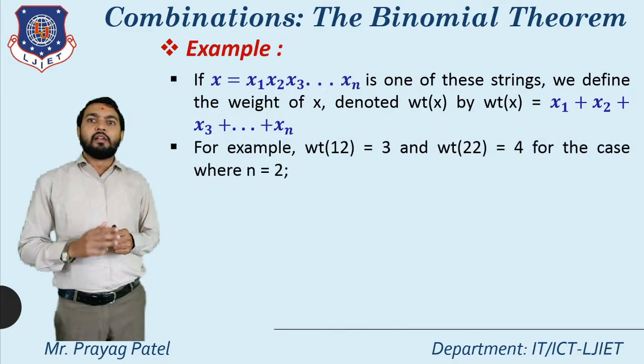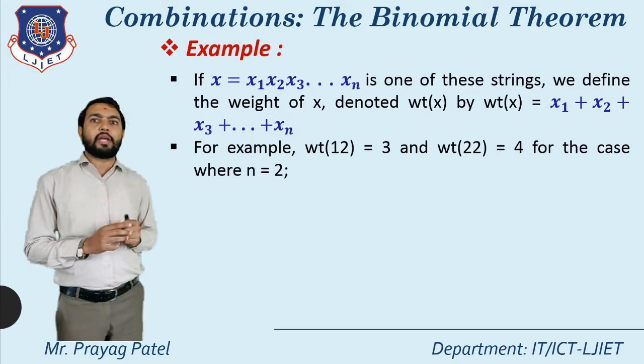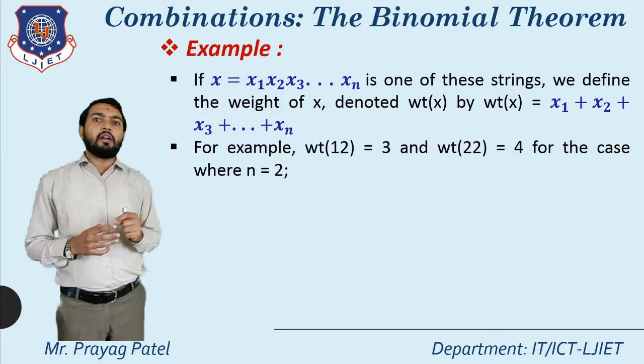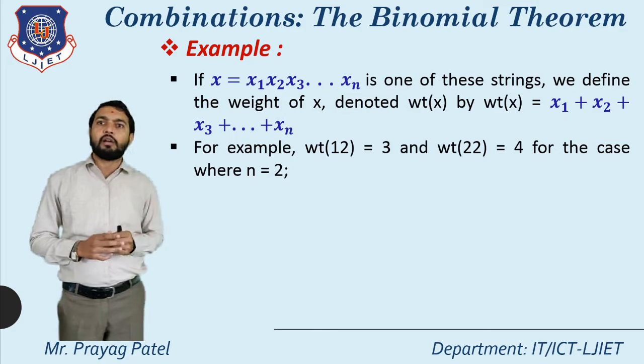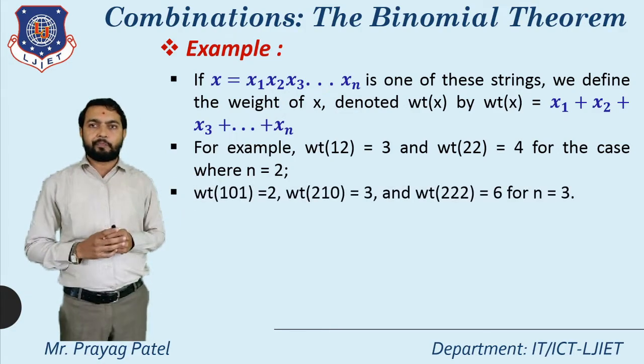For example, our string is 1, 2. Then what is the weight of 1, 2? The weight of 1, 2 equals 3, because 1 plus 2 equals 3. Now what is the weight of the string 2, 2? The weight of 2, 2 equals 2 plus 2, which is 4. For these two examples, we considered the length of the string equal to 2.